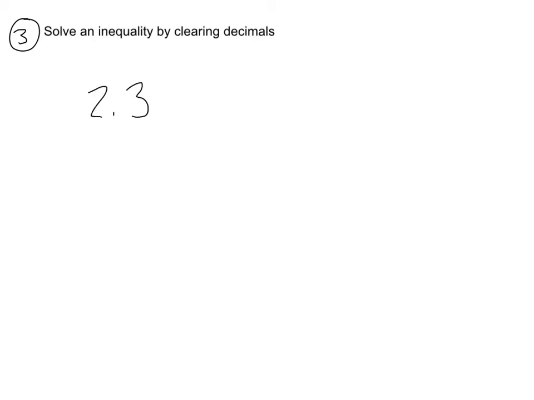We have 2.3 is greater than or equal to 5.14 plus 0.8m. All right, so what do we do? Well, we could just go ahead and subtract 5.14 from both sides, right? We could. But here's how we clear, okay?